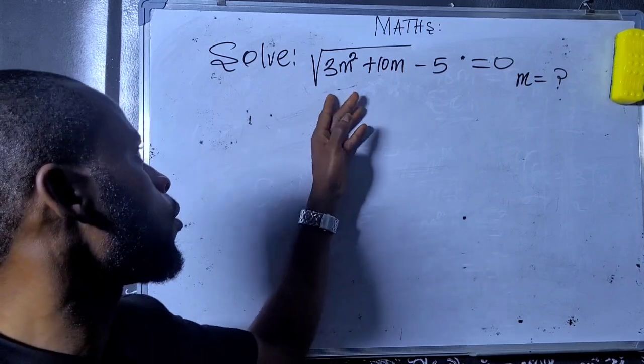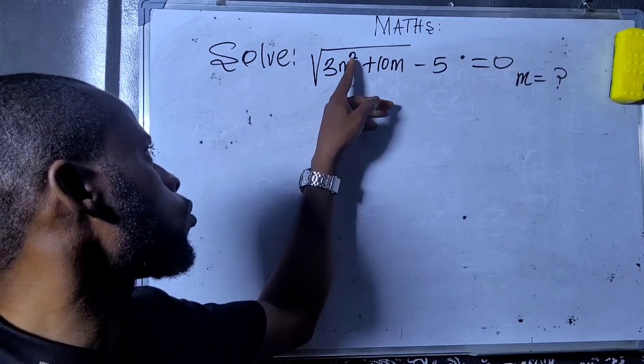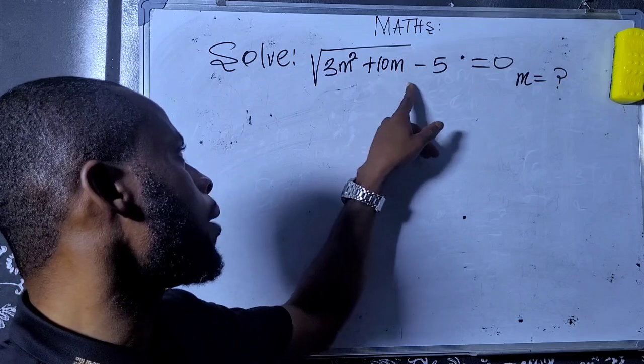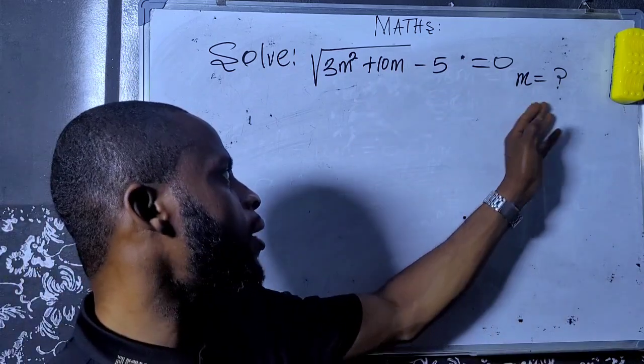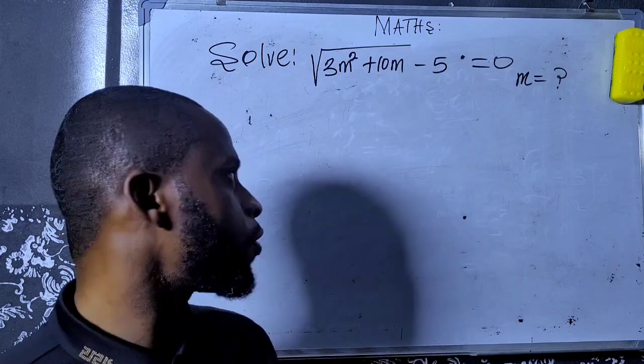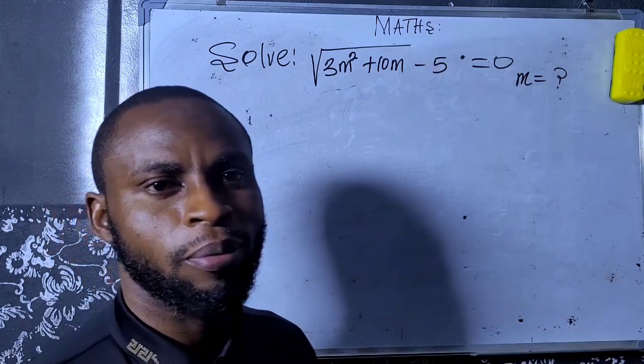We have to solve the square root of 3m squared plus 10m minus 5 equals 0. And here we are to find the value of m that will satisfy this given equation here on the board.